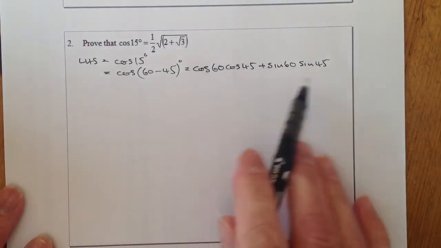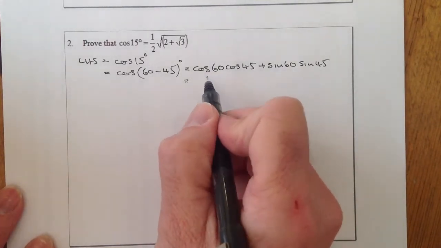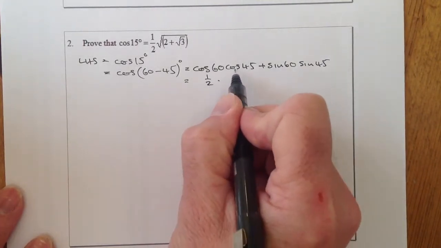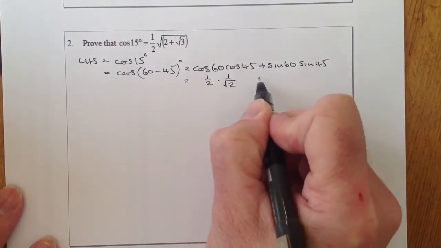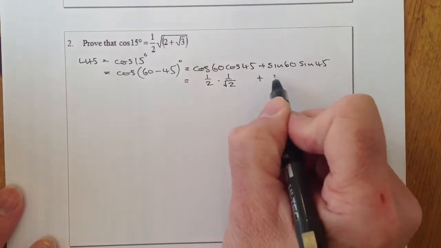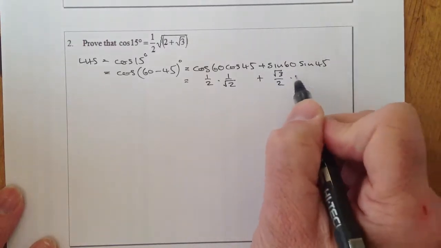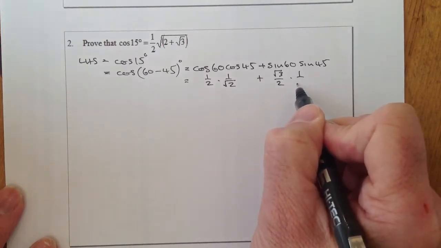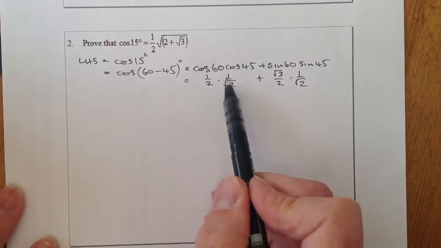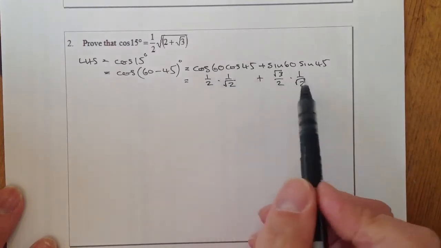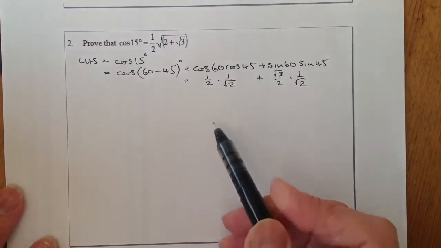Now these are all values that come from the table of exact values, so let's try and get them out now. So that's going to be a half. That one there is going to be 1 over root 2 I'm going to use. I'm going to add to that, that's going to be root 3 over 2. And this one here is 1 over root 2. Okay, so it's important that you know these table of exact values, because there are many questions that come up that require you to know that, especially in the non-calculator paper.